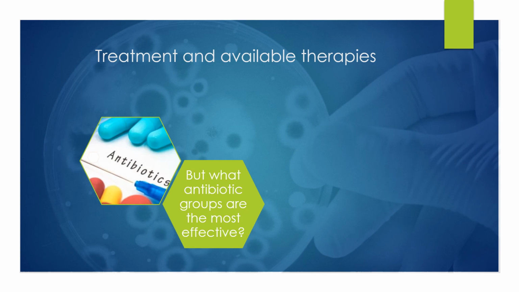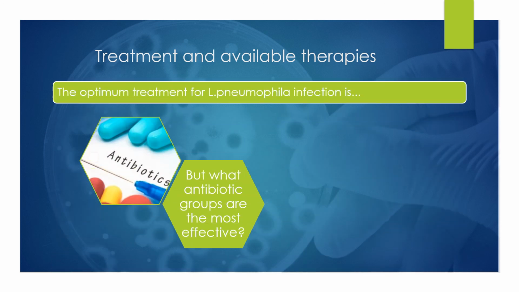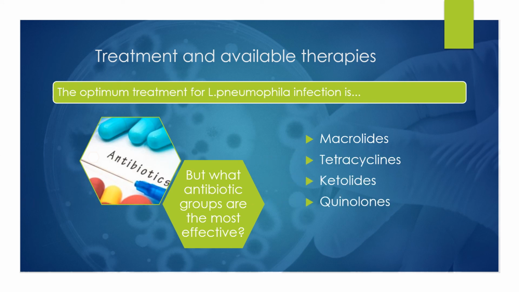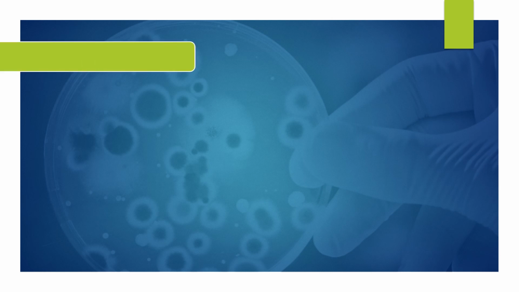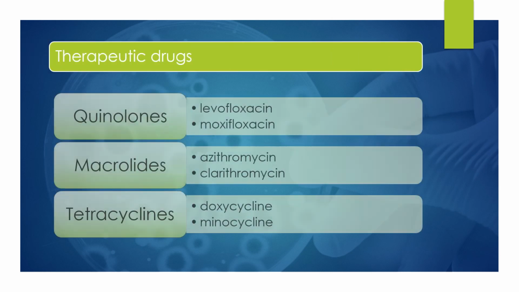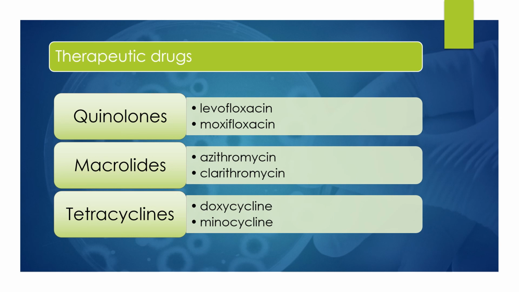Now that we know about the infectious agent, what it is and what it does, how can we treat the disease? Since the infection is bacterial, antimicrobial agents are the most common form of treatment for Legionnaires' disease. Antibiotics, including macrolides, tetracyclines, ketolides, quinolones, and erythromycin, can be administered depending on the patient's contraindications to the substances. Some of the antimicrobial drugs, shown here by category, are levofloxacin, moxifloxacin, azithromycin, clarithromycin, doxycycline, and minocycline.